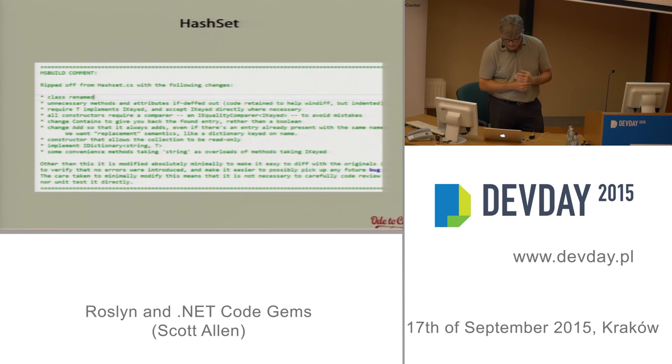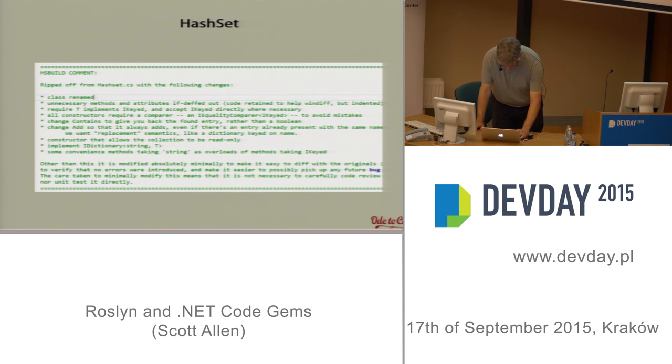Here's a hash set that's in MS Build. And what's funny about this is the author basically says, this is the hash set from the core CLR. We just removed some things. So you don't need to test it or code inspect it.